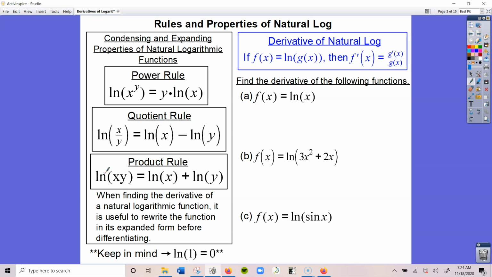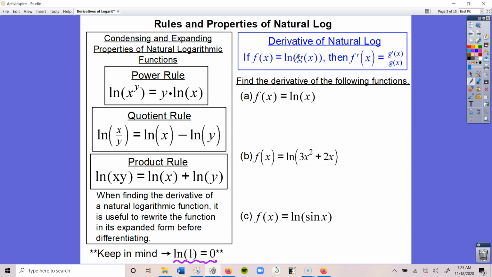Then the product rule: the ln of x times y is equal to the ln of x plus the ln of y. And then we always want to keep in mind that if we ever see the ln of 1, it equals 0. So let's go ahead and look at how to find derivatives of ln. The derivative of ln is as follows.